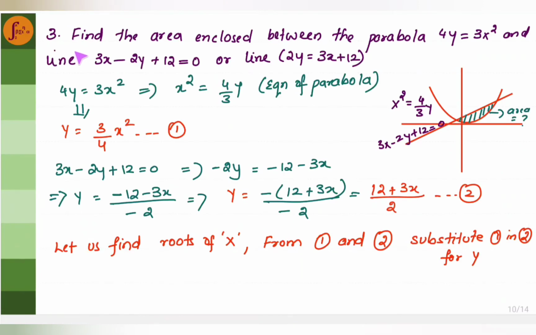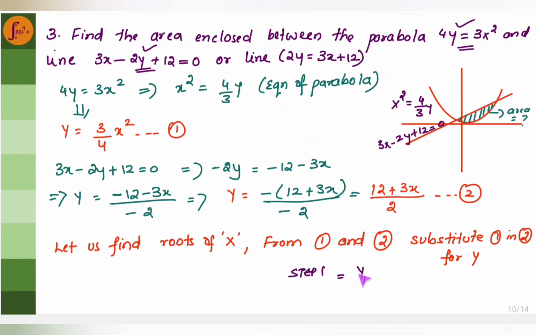Now let's take the last problem. This is similar to the earlier problem, just that the equations are slightly different. So let's solve them. What is step 1? Step 1 is to express the functions. There are two functions here. One is the parabola function and one is the line function, right?